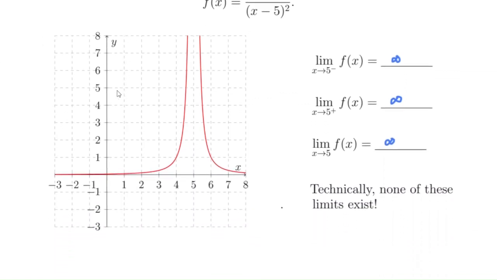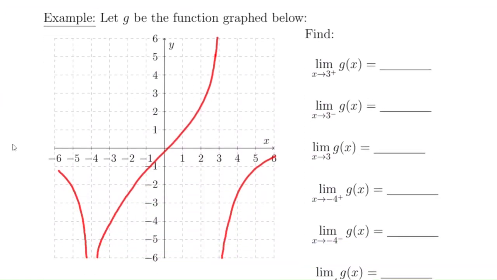Now, technically, none of these limits exist. Okay, just because we put infinity in here doesn't mean they exist. In fact, it means they don't exist. But we don't put DNE, does not exist, here, because the reason that they don't exist is because they're blowing up to infinity.